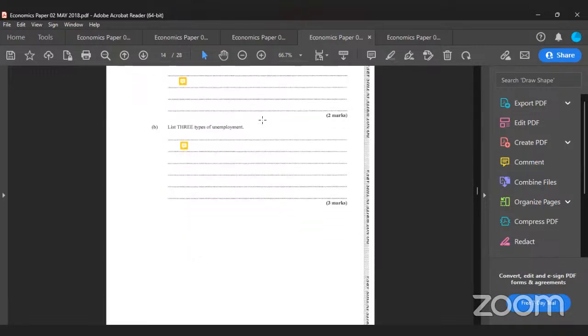Part B says list 3 types of unemployment. And there are many types. So I have seasonal, structural, real wage, cyclical, and I think frictional. So any of those 3 types work. Right? Any of those 3 types honestly works.